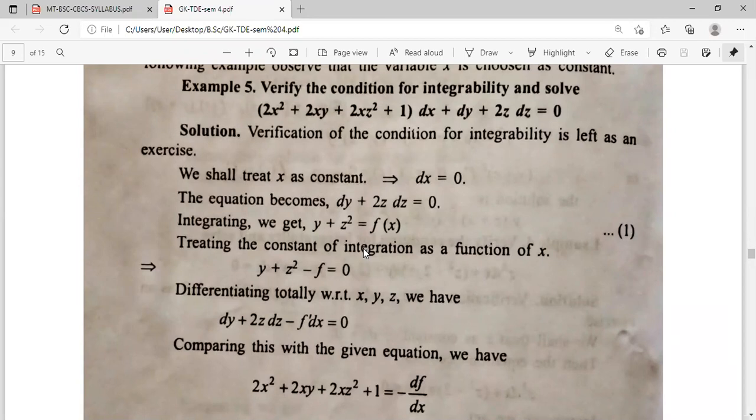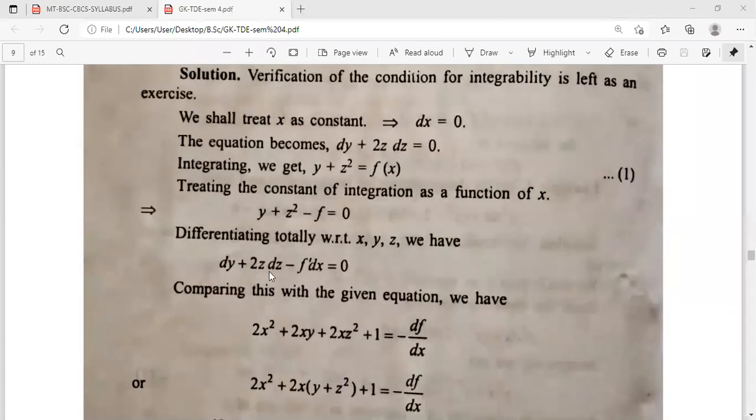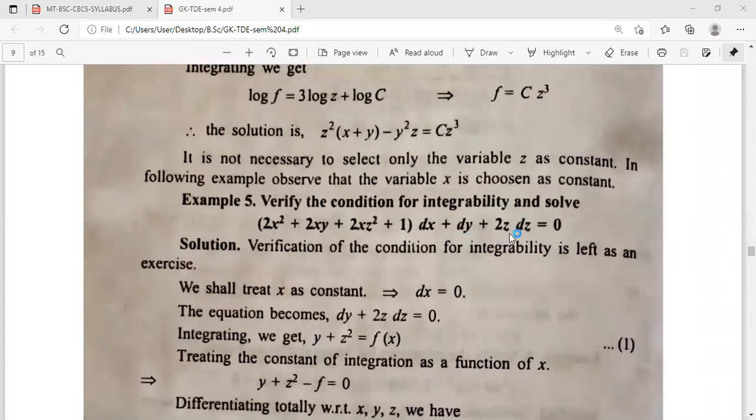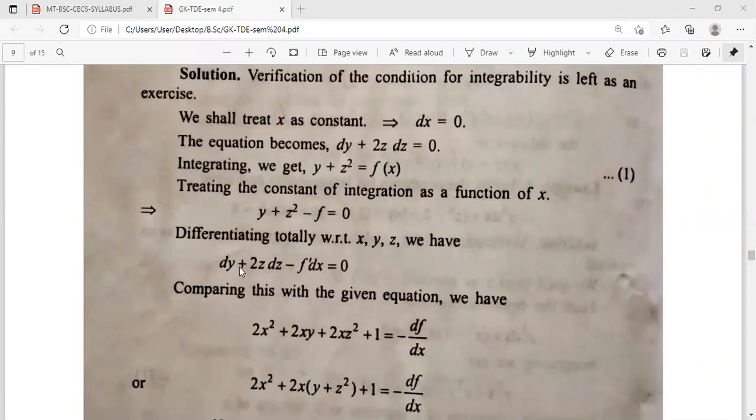Okay. Now differentiating totally with respect to x, y, z, you get dy plus 2z dz minus f dash of x into dx. Now, differentiating totally, you are getting this, and you have to compare this with the given equation. You see, dy plus 2z dz minus f dash dx equal to 0 is there. In the given one, dy is there, 2z dz is there.